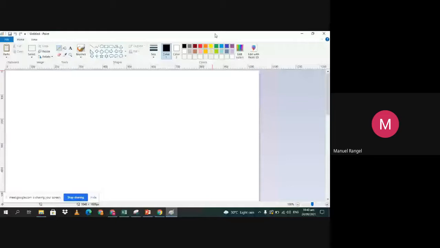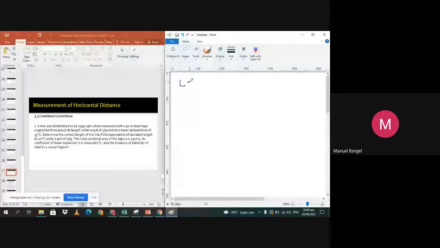So let's write down all the given. The length 2395.25 meters when measured with a 30-meter steel tape. So ang nominal length of the steel tape is 30 meters, supported throughout its length under a pull of 4 kilograms.